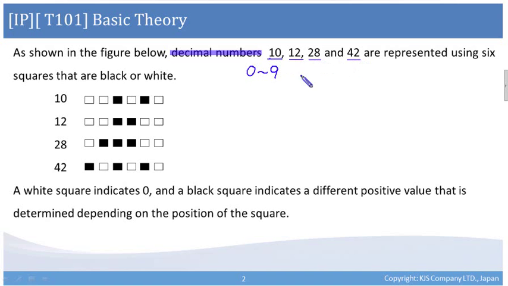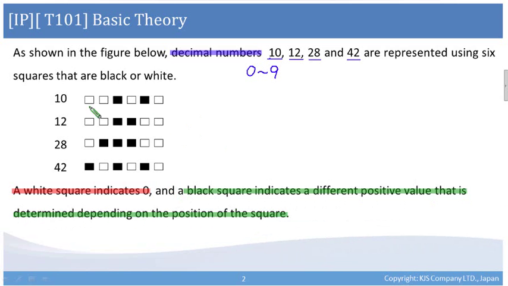Okay, and next we're going to have a look at the numbers which are represented with the black and white squares. In this case, numbers are indicated differently. So 10 can be represented like this. We have some white squares and we have some black squares. If we have a look at this sentence here, a white square indicates 0, and a black square indicates a different positive value that is determined depending on the position of the square.